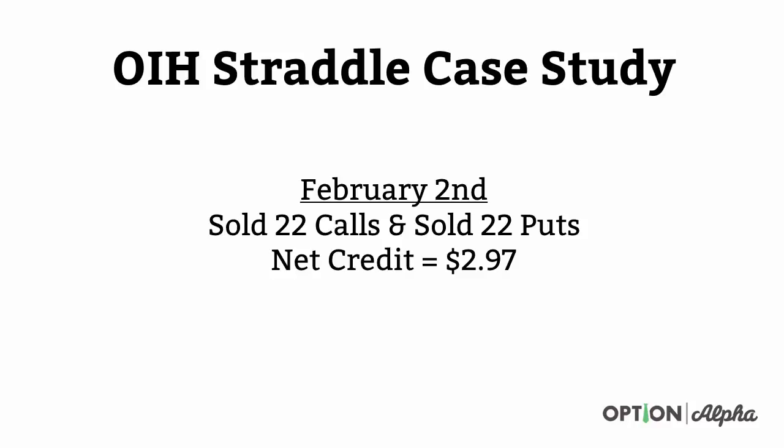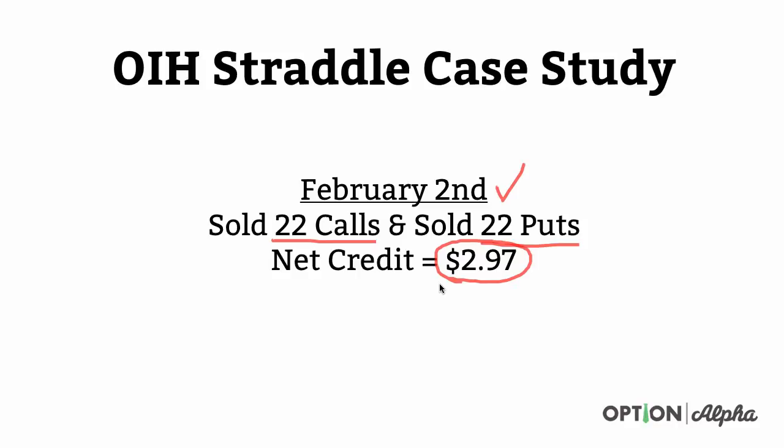Now, in this case, we entered a straddle with OIH back on February 2nd as well. So you notice we got pretty aggressive around February this year with some of our oil trades, assuming that oil would stay kind of range bound. We sold the 22 calls and the 22 puts. Okay, we took in a nice big credit of $2.95.